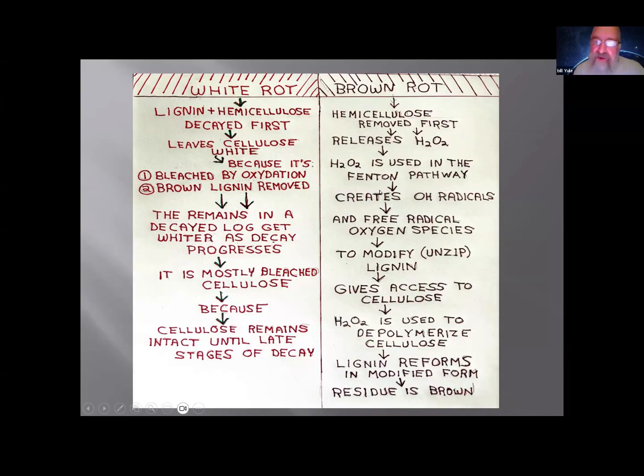On the other side, brown rot, the hemicellulose is removed first. And one of the byproducts of that chemistry is hydrogen peroxide. And then the hydrogen peroxide is used in that Fenton chemistry that I talked about that creates hydroxyl radicals, which creates free oxygen species. And that's what smashes apart the lignin and it gives the fungus access to the cellulose.